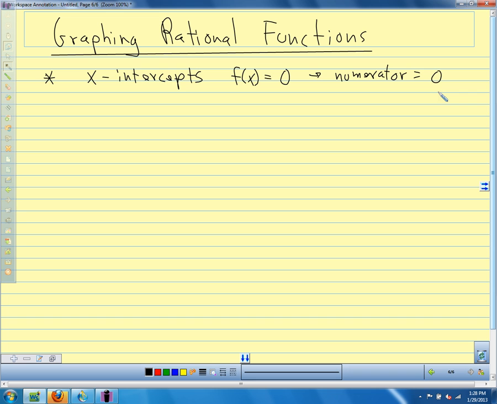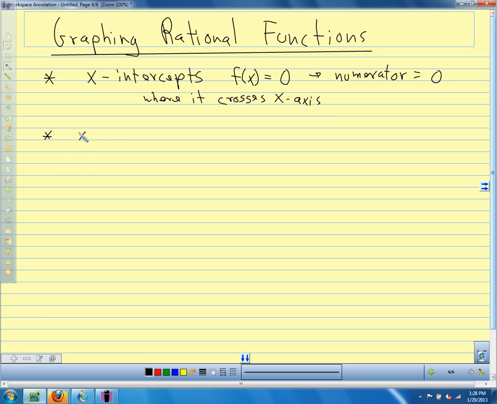What does the x-intercept tell us? Where the graph does what? Crosses the x-axis. So this is going to tell us where the graph crosses the x-axis. So when we're graphing these functions, we find the x-intercepts.